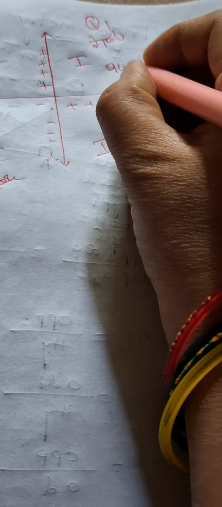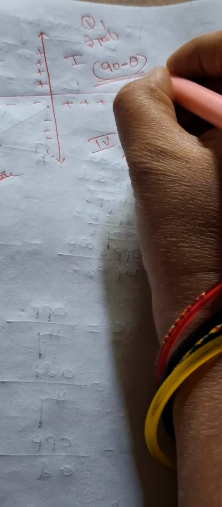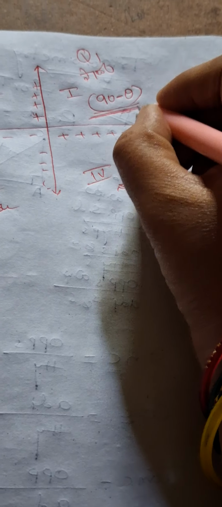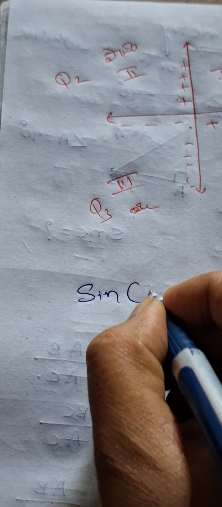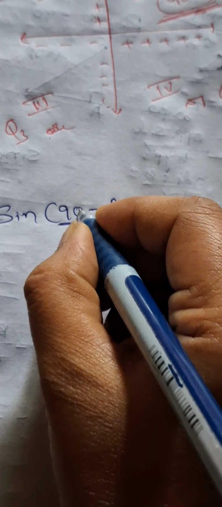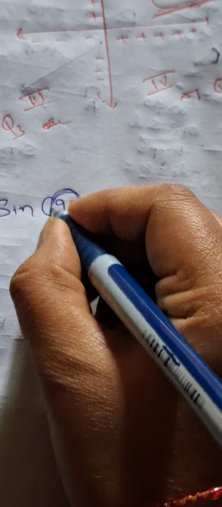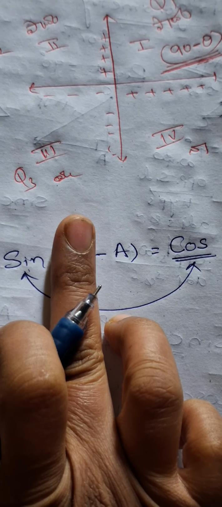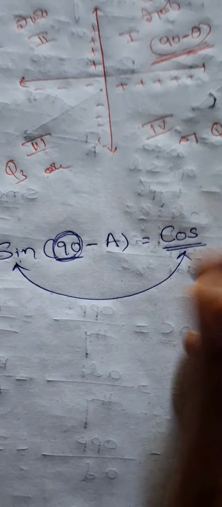In the first quadrant, 90 minus theta is there. If you see 90 minus theta, I want to tell you one thing. Listen, sin 90 minus theta, for example, sin 90 minus A, or theta, whatever has been given. If you see 90, sin will become cos. Sin is changing to cos. Now you have to remove this 90. Next, whatever we have, that you have to keep.